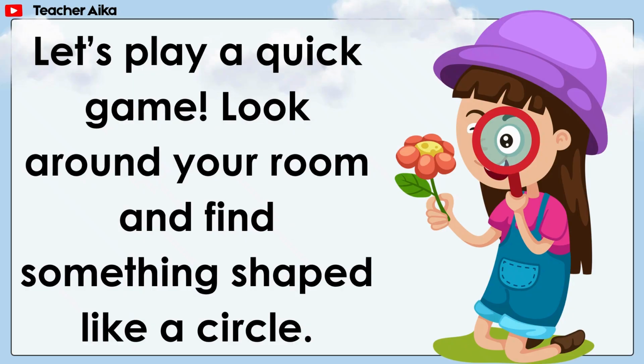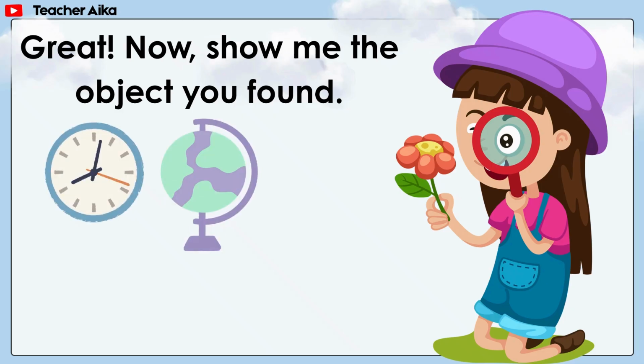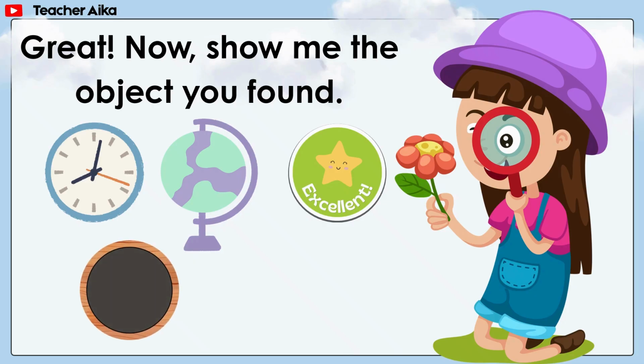Let's play a quick game. Look around your room and find something shaped like a circle. Great! Now, show me the object you found. Here are some examples. Clock, globe, excellent sticker, circle board, and watercolor.